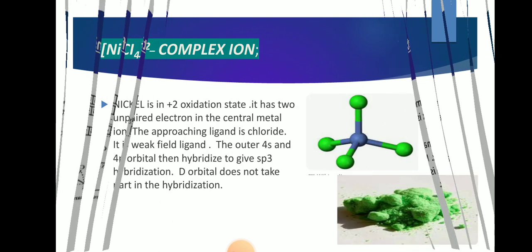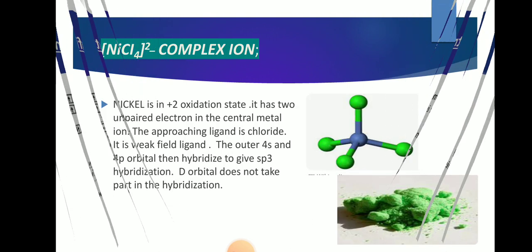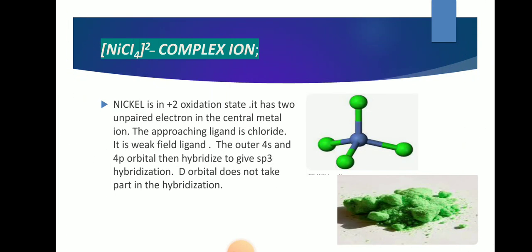Next is the tetrachloridonickelate. In this case, the approaching ligand is the chloride ion, and chloride ion has high electronegativity, so it is a weak field ligand. It will not create a field that will pair up the electrons in the d orbital. Nickel is in +2 oxidation state. It has 2 unpaired electrons in the central metal ion.